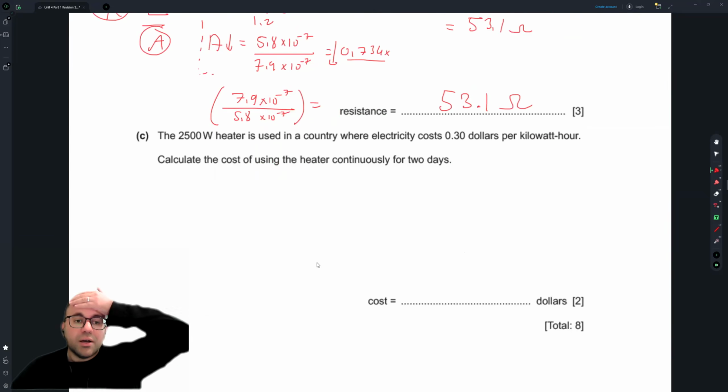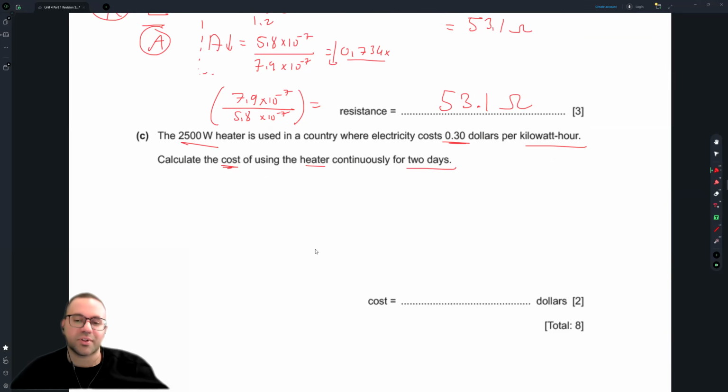Next. A 2,500 watt heater is used in a country where electricity costs $0.3 per kilowatt hour. Calculate the cost of using the heater for 2 days. Okay. How do I get the cost? Well, he said it costs $0.3 per kilowatt hour, which means I need the number of kilowatt hours. But I have power and time. So what do I do first? Step one, let's get the energy, which is power times time.